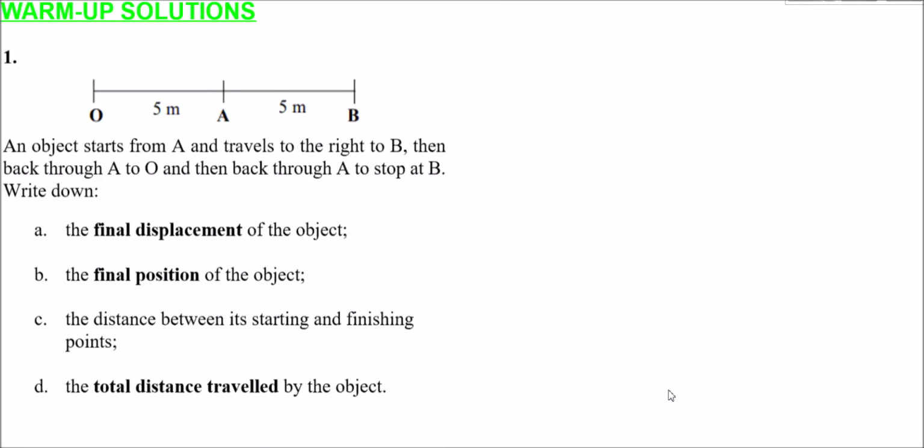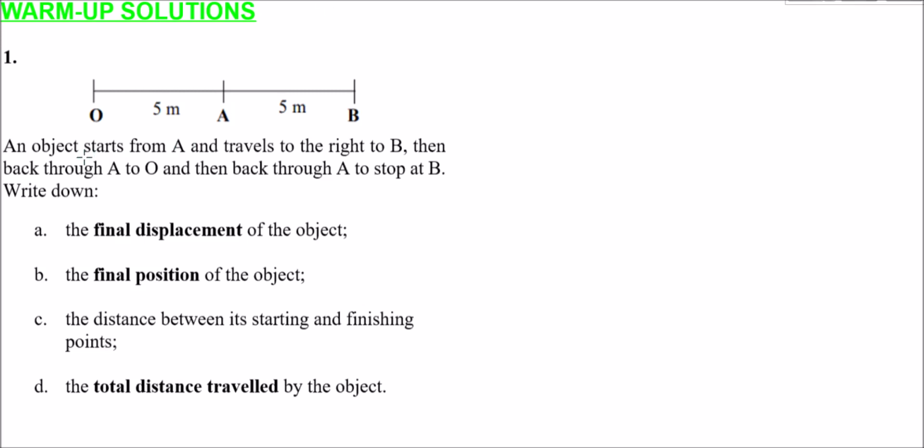Question 1 of the warm-up. We have here an object which is starting from A and travels to the right to B, then back through A to O, and then back through A to stop at B. So that's quite a bit of information, and so before I even attempt the question, I'm just trying to get that straight in my head. So let's just break this down piece by piece.